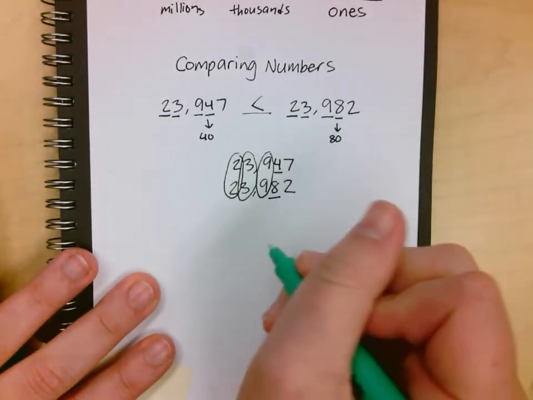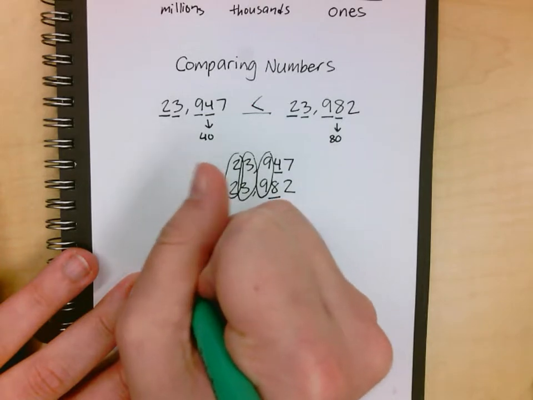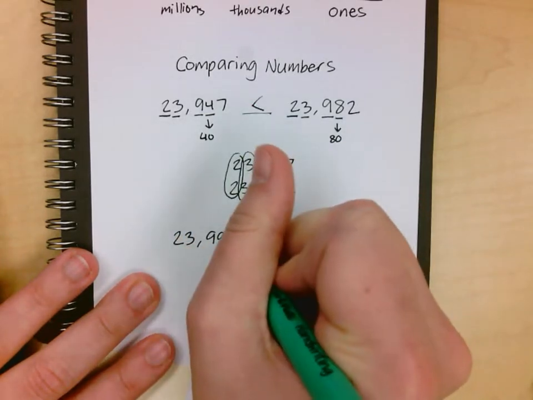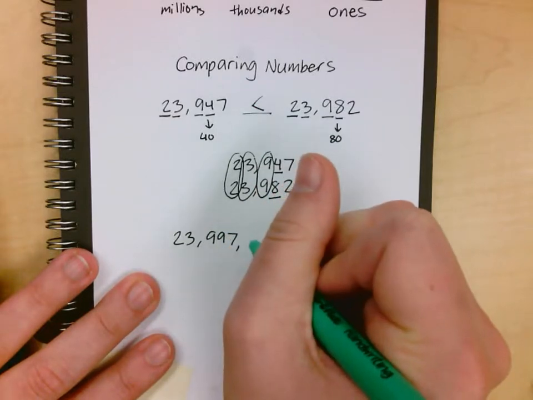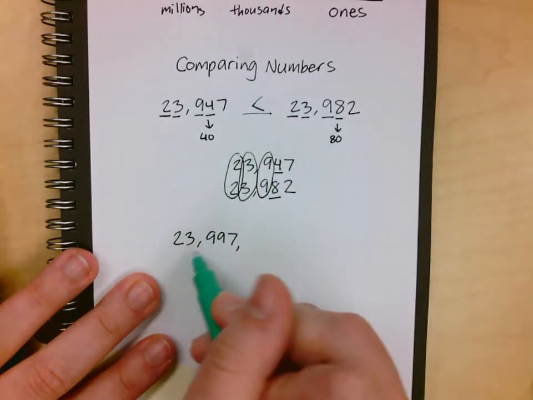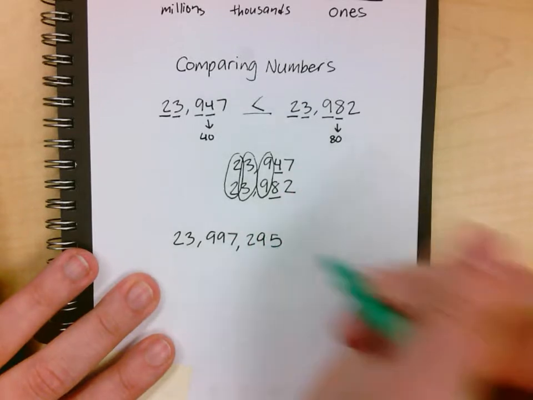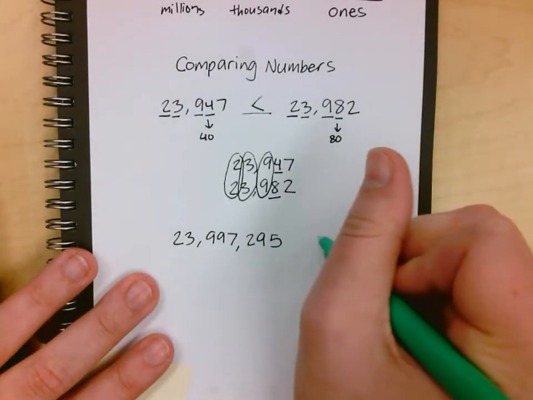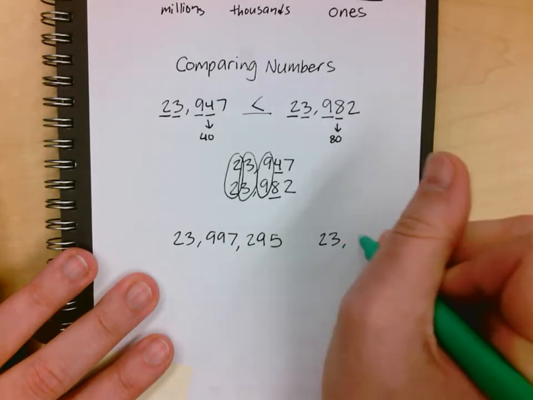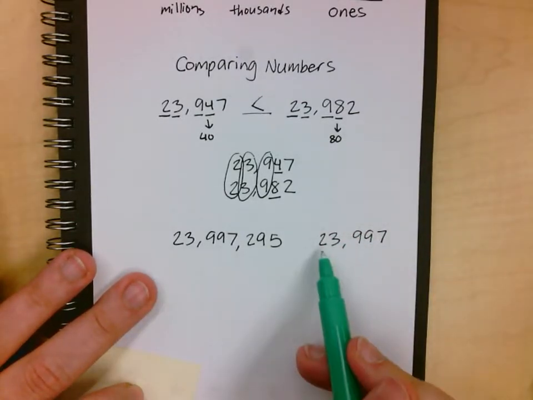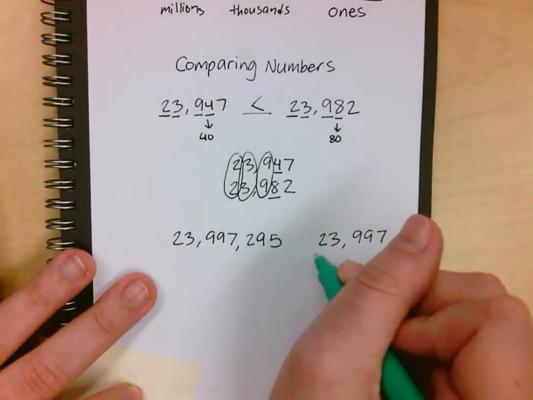Something to keep in mind is when you're doing place value comparing, you need to make sure your place values are lined up. So if you have a number that's 23,997,295, and I'm comparing it to 23,997, I can't start with the first place values. I need to make sure that they are lined up.